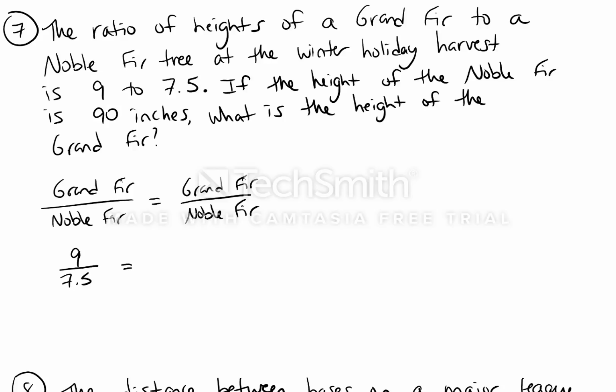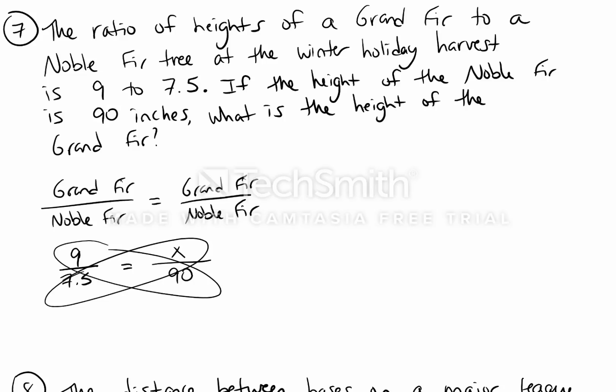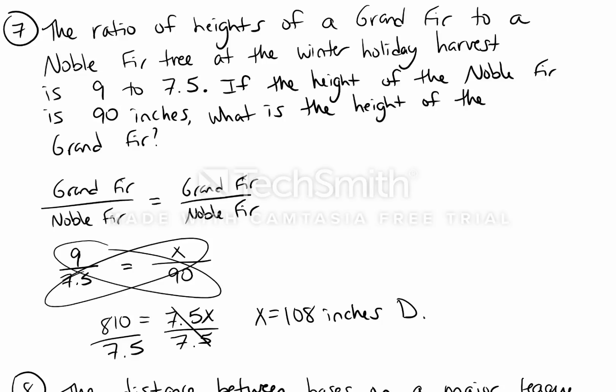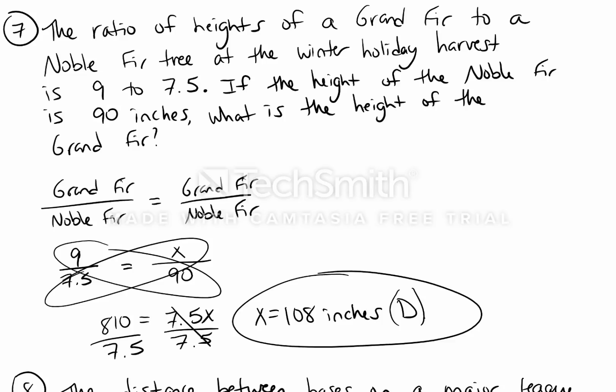So your grand fir is going to be 9 over 7.5 is equivalent to, it's actually asking what the grand fir is, so I'm going to say I don't know what that is. That's my unknown, so I'm solving for that. So put x in the top. Now you cross multiply. 9 times 90 is 810 equals 7.5x. Divide both sides by 7.5. And you get x equals 108 inches, which is answer option D on your paper.